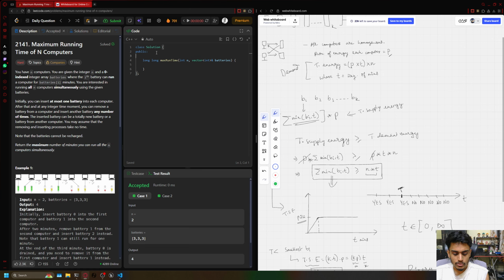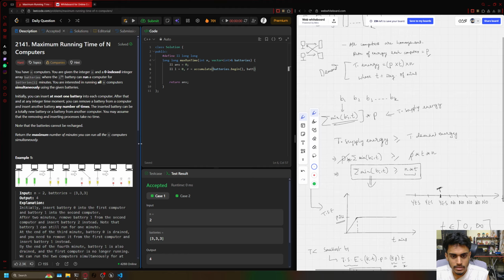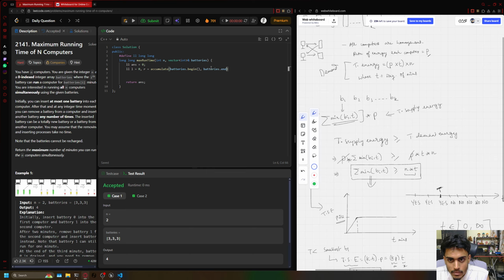I need to return long, so let's create an alias for long. I'll say define ll long. Then let's create my answer. The answer is always 0 initially, and finally I will be returning my answer. Then I'll be creating my search space. I'll say L equal to 0, R equal to the summation of all the batteries, accumulate batteries begin, batteries end, 0 ll.